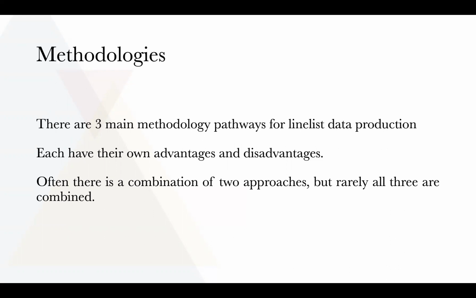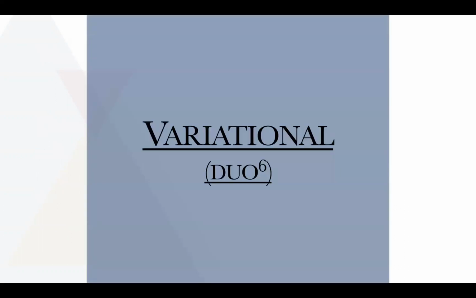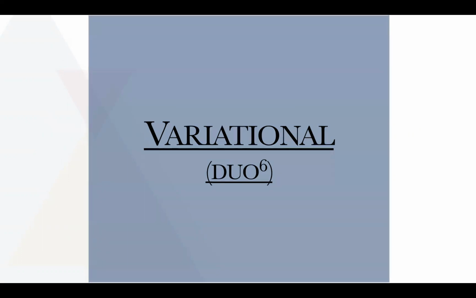So these three approaches can be broken down into a variational approach, often using Duo for diatomic molecules, which is based on solving the Schrodinger equation using potential energy curves. It is also very complete in its nature.